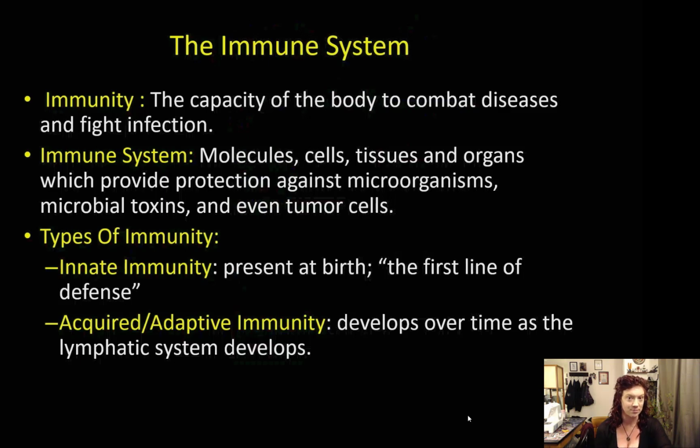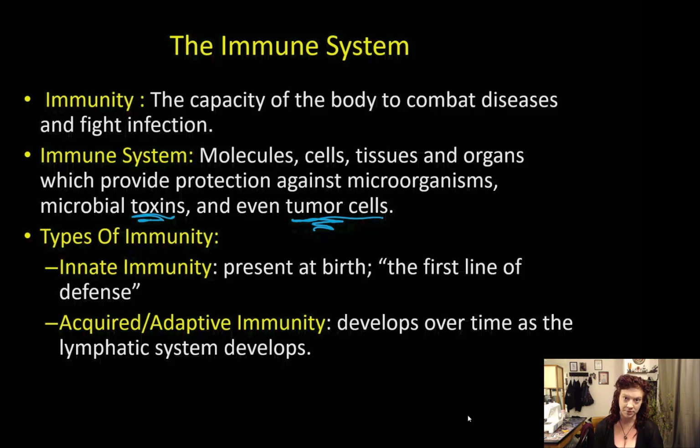Your immune system, again, isn't a specific system of organs. Instead, it's a collection of molecules, so things like proteins and cellular signaling chemicals, unique individual cells, specific tissues, and organs, which combined provide protection against microorganisms, microbial toxins, and interestingly, even tumor cells. If your own cells are behaving in a way counter to your own survival, your immune system has the ability to target your own body's cells and destroy them if they are behaving in a way that causes disease.